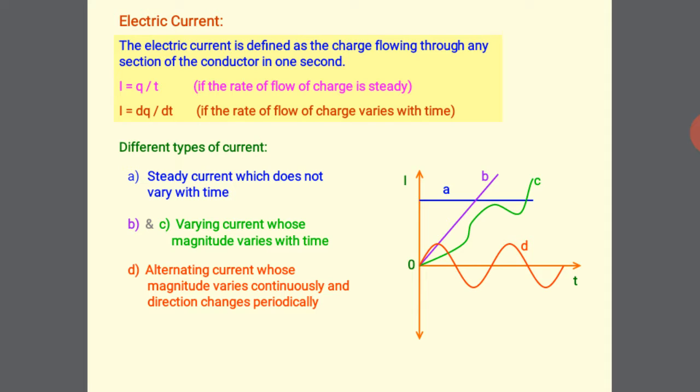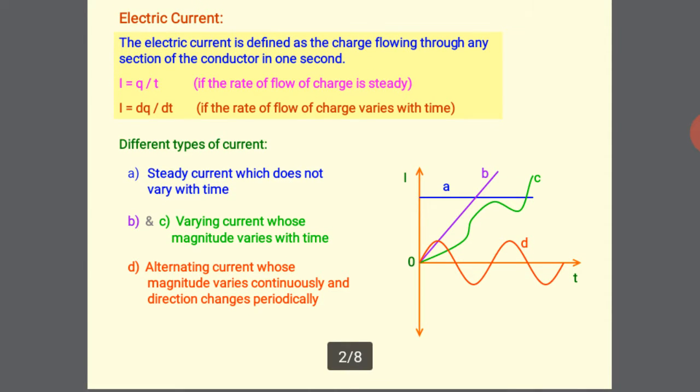The electric current is defined as the charge flowing through any section of the conductor in 1 second, and the formula for this is I = Q/T. If the rate of flow of charge varies with time, then the formula for current is I = dq/dt.